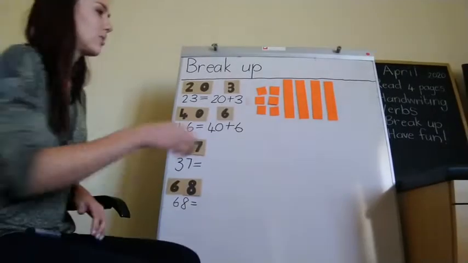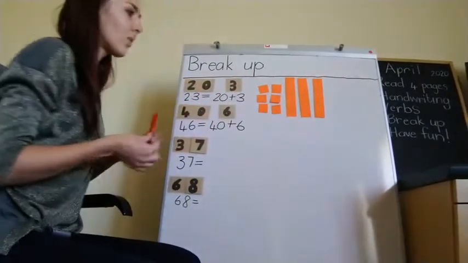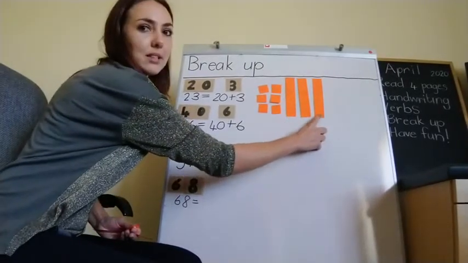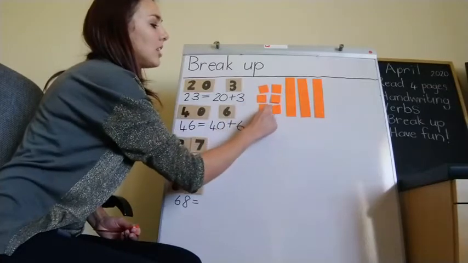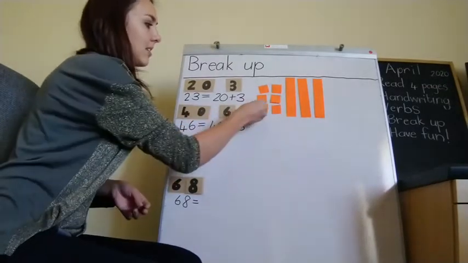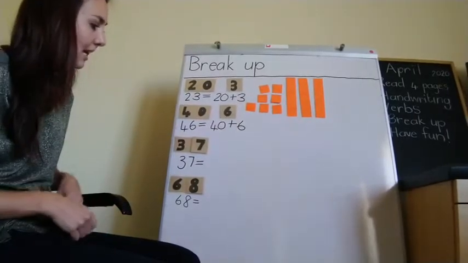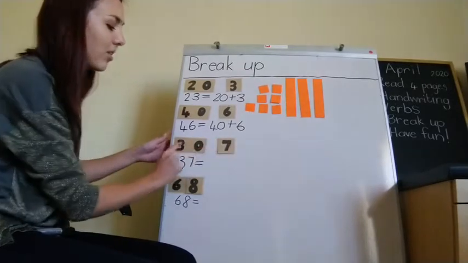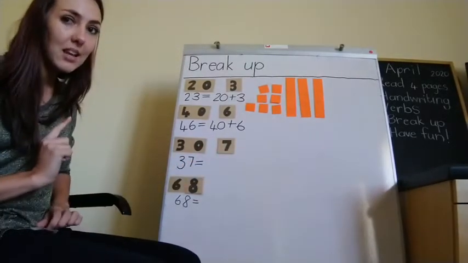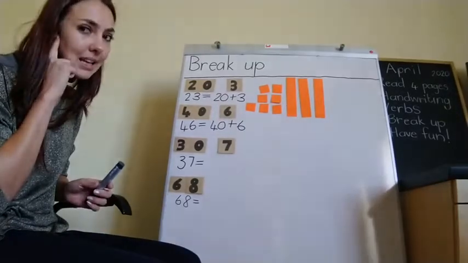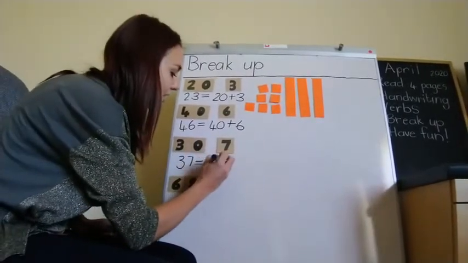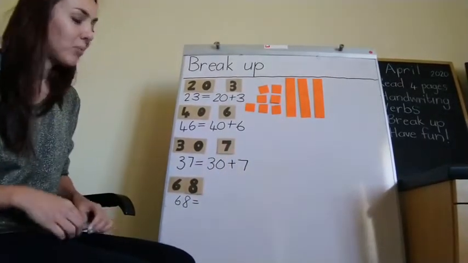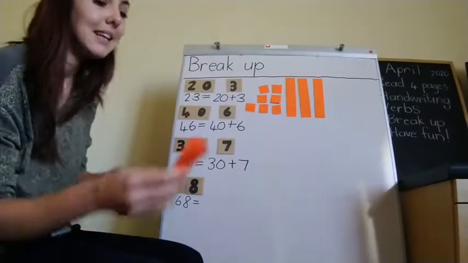Alright, let's do the next one, 37. So here I've already got on my board 10, 20, 30, and 1, 2, 3, 4, 5, 6, 7 units. Okay, and when I break up the number 37, it is made up of a 30 and a 7. And when I say the word 37, I can hear that it is made up of a 30 and a 7.